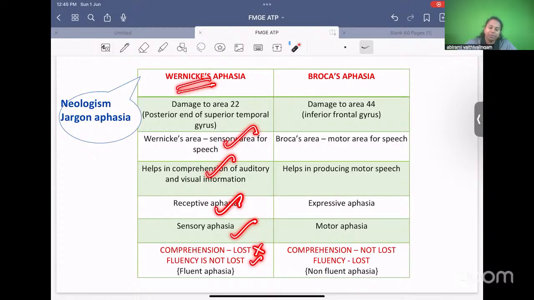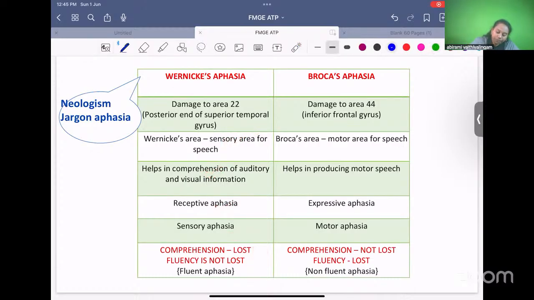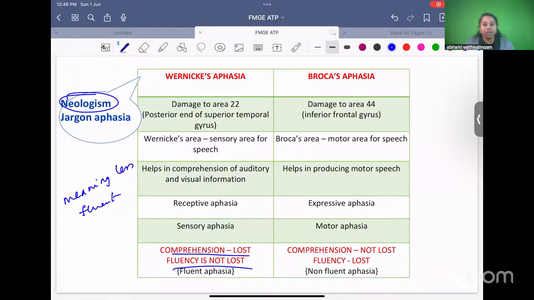fluency is not lost. So how will this patient speak to you? Comprehension is lost, so the speech is meaningless. He is not able to understand any meaning, but fluency is not lost. Fluent speech. You ask him to say, Betty bought some butter. How will he say this? Butter, butter, butter. There's no meaning at all. Meaningless, but he is speaking fluently. So he is creating his own new words. That is called neologism. A recently asked NEET exam question. Neologism is seen in Wernicke's aphasia.